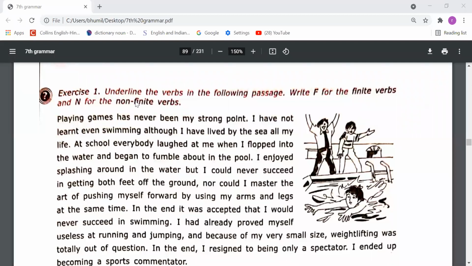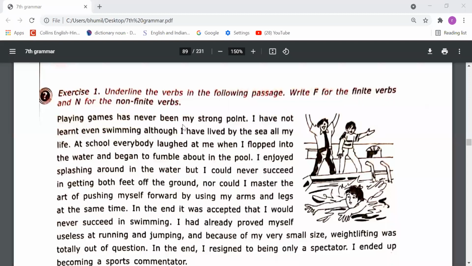So let's read the passage and find out whether the given verbs are finite or non-finite. Clear? So let's do this exercise. So let me do some setting so that I can see the hand of everyone. Please wait. Stay connected. Please wait a while. Let me extend the size of this box. Okay, yes, I have done it.